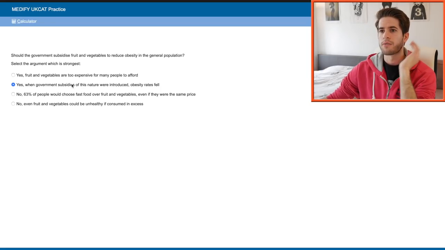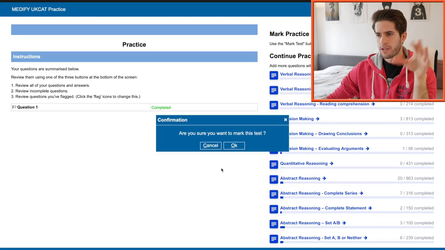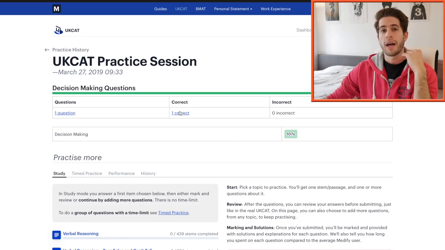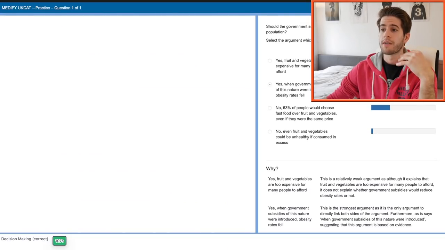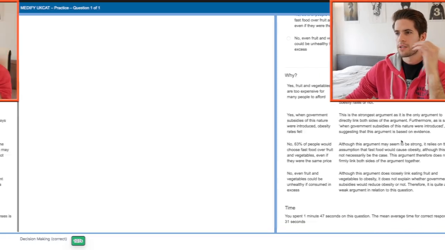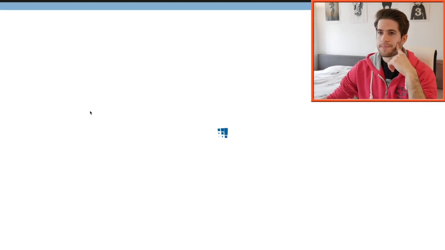So I'm going to go with the second one because it tackles all the different parts of the statement that we talked about here, and it gives evidence to show that this is correct. A very important thing for these types of questions is you want to look for answers that give evidence. Anytime that you show evidence, that's going to be very good in giving a strong argument. So let's see here. This is the strongest argument as it's the only argument to directly link both sides of the argument, so both government subsidies and obesity. Furthermore, it suggests that this argument is based on evidence. So evidence is good. Next question.